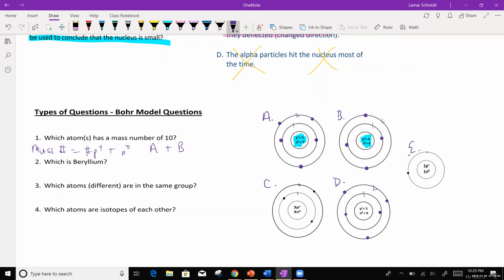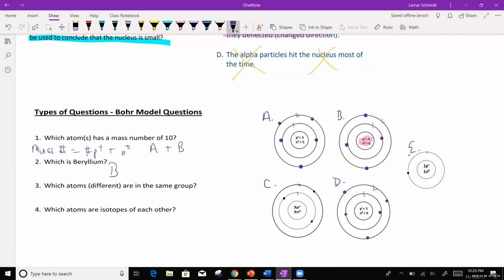It also asks us, which is beryllium? You have to go to your periodic table. I don't have one listed here, but beryllium has 4 protons. So you're going to find which of these has 4 protons, and you should find that right here. Choice B has 4 protons, so that is going to be B.